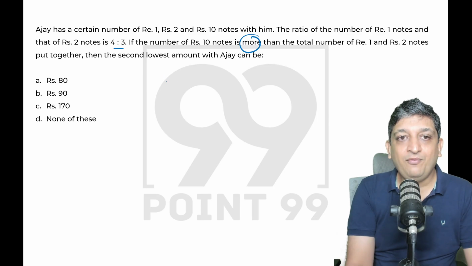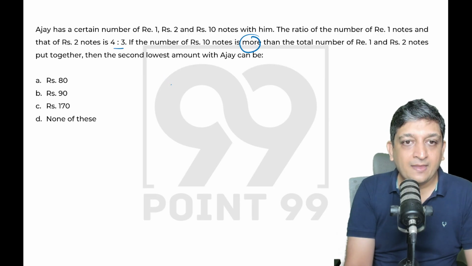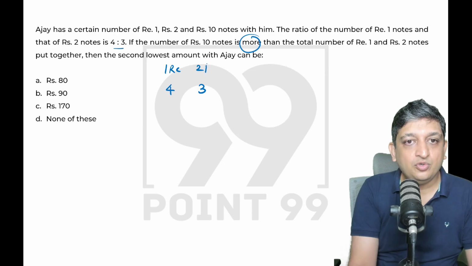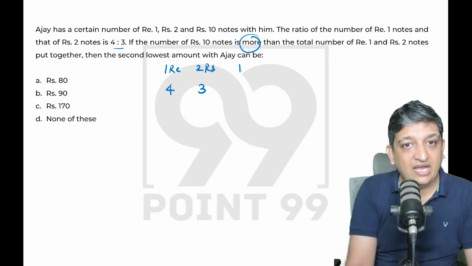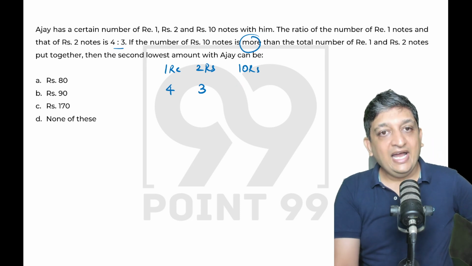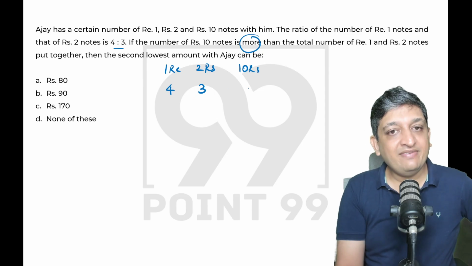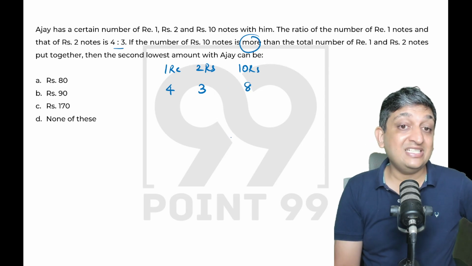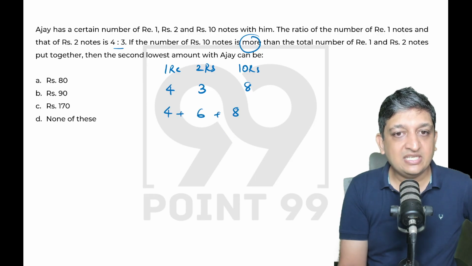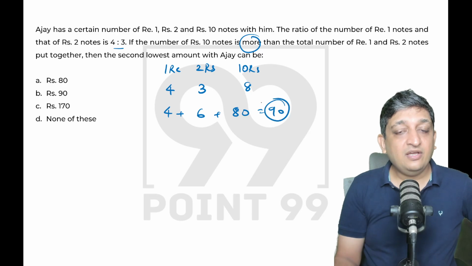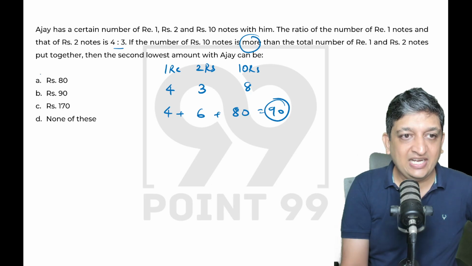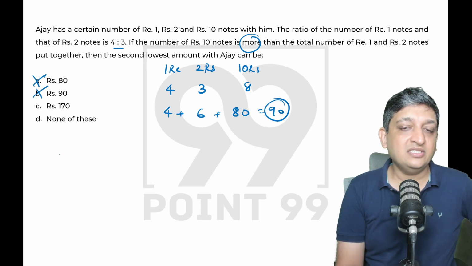So if I want to find the lowest amount, then what will happen? I will have to ensure that I have 4 1 rupee notes, 3 2 rupees notes, and effectively how many 10 rupees notes should I have? I should have more than 4 plus 3, that is 7. So the minimum number of 10 rupees notes is 8. So what will be the value here? It will be 4 plus 3 2s are 6 plus 80, that is 90. Now this is the minimum value that Ajay should have, which basically tells me that 90 cannot be my answer.